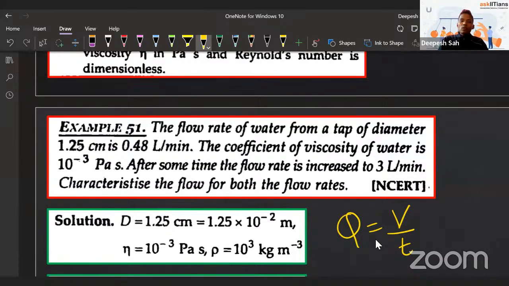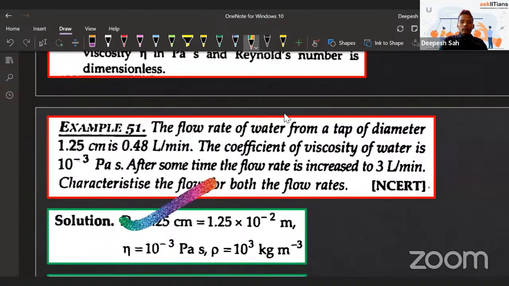As you can see, there are two rates of flow. With 0.48 liters per minute, less liquid is flowing in a given amount of time. With 3 liters per minute, more liquid is flowing in a given amount of time. Now, I will quickly tell you how to go through these types of problems. First of all, the diameter, the coefficient of viscosity, and of course the density of water are already mentioned.